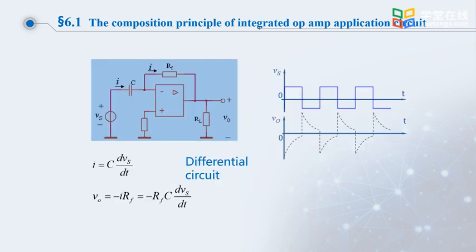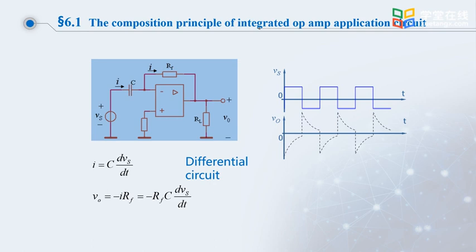Let's look at the differential circuit again. What about the differential circuit? Let's take a look. Vs, the input voltage signal, is connected to the inverting input of the integrated op-amp. A feedback resistor Rf is connected to the output. The non-inverting input terminal is also grounded through a resistor. The output is grounded via the load RL. This is a differential circuit.